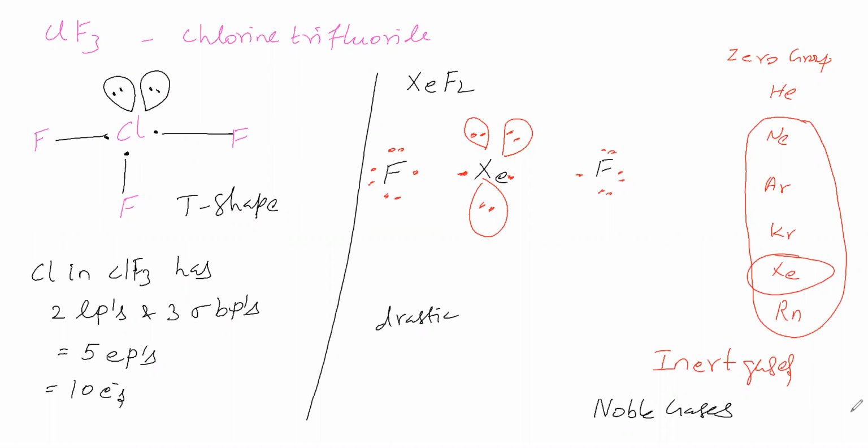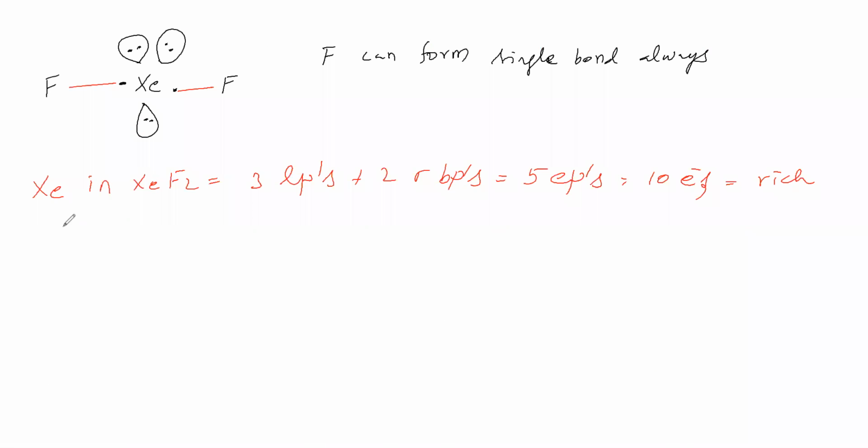So xenon in XeF2 is behaving like this. What is the shape of this one? A linear shape. And what is the bond angle? It means 180 degrees. The angle between these two bonds is 180 degrees. Next compound we will take.